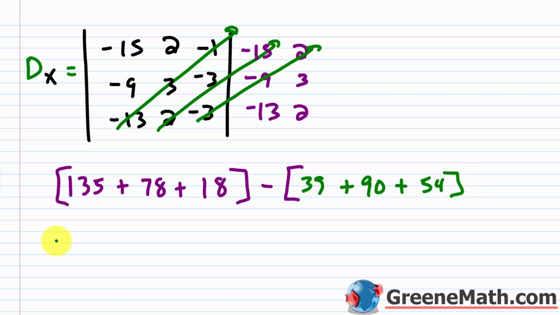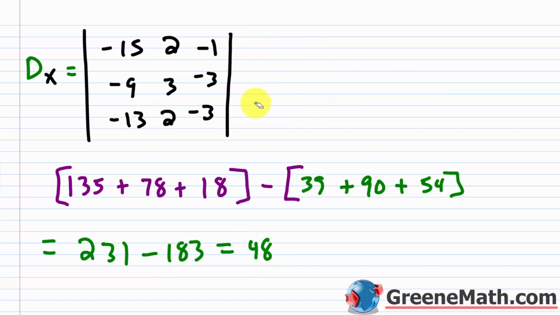So let's go ahead and crank this out. 135 plus 78 is 213, plus 18 is 231. Then minus, if we do 39 plus 90, we get 129, plus 54 is 183. So what we want is 231 minus 183, which is 48. So let's erase all this and just put that this is equal to 48.